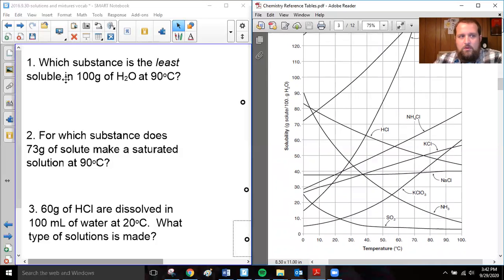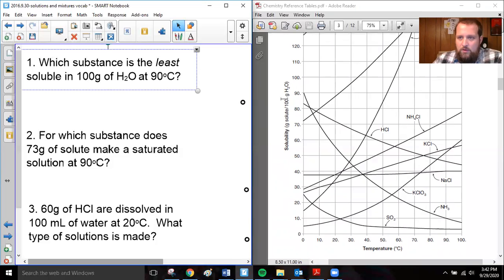So here's practice one. Number 1, which substance is the least soluble in 100 grams of water at 90 degrees Celsius? So first of all, this 100 grams of Celsius, that's just saying normal conditions.